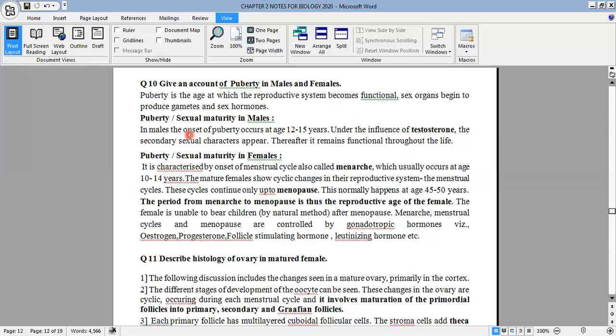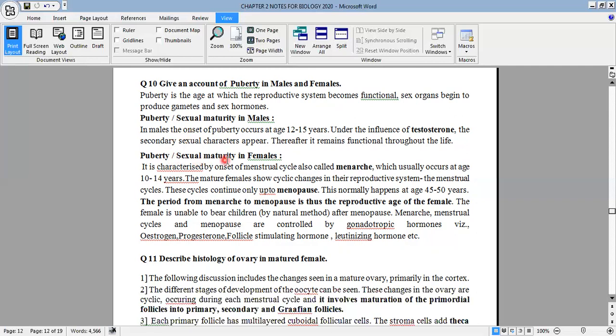Secondary sexual characters, as we have seen earlier while studying the male organs, are development of mustache, development of beard, low pitch voice, roughness in the voice, development of hair. All these are the secondary sexual characters which are seen in males.